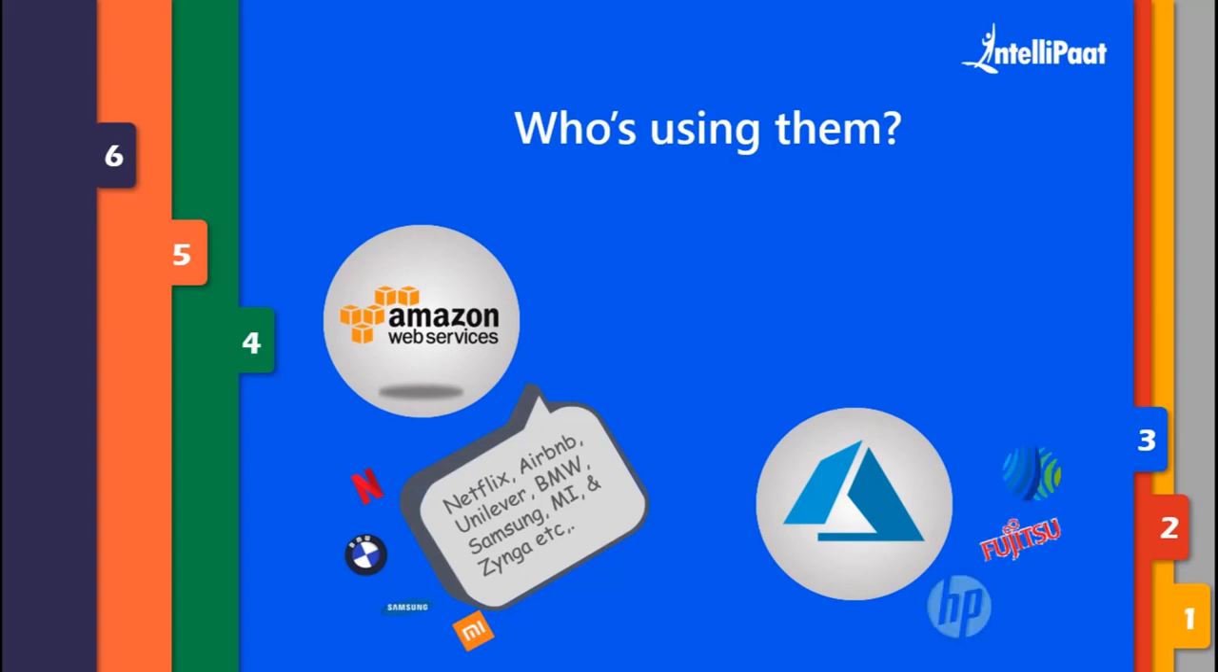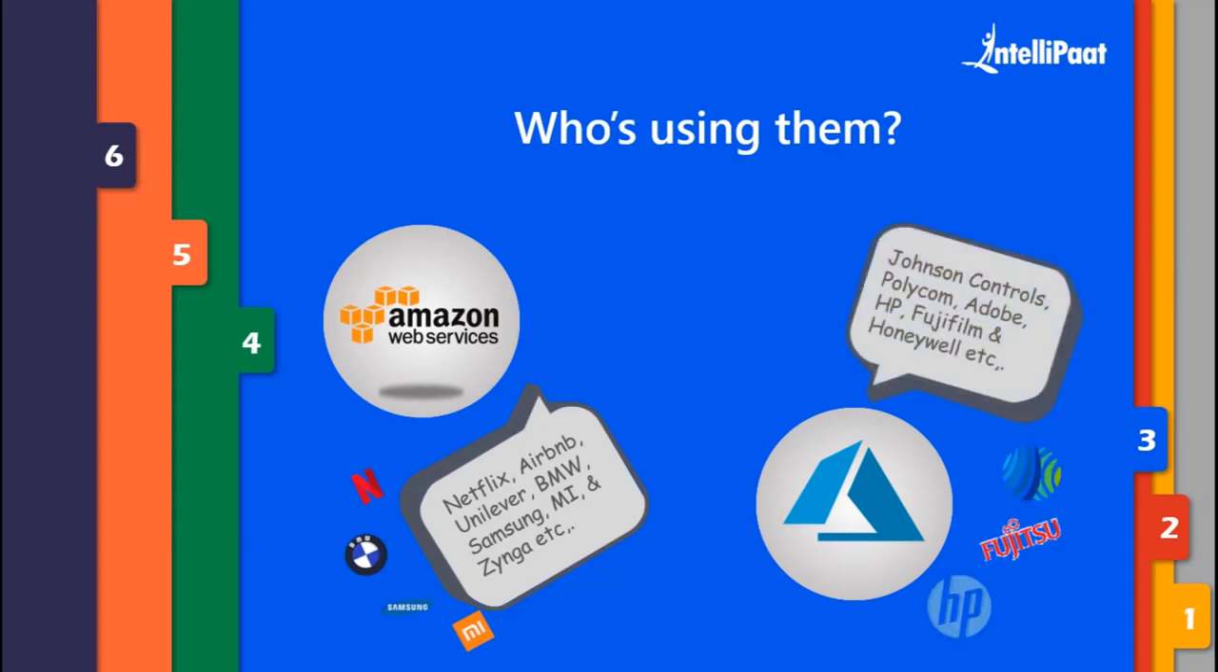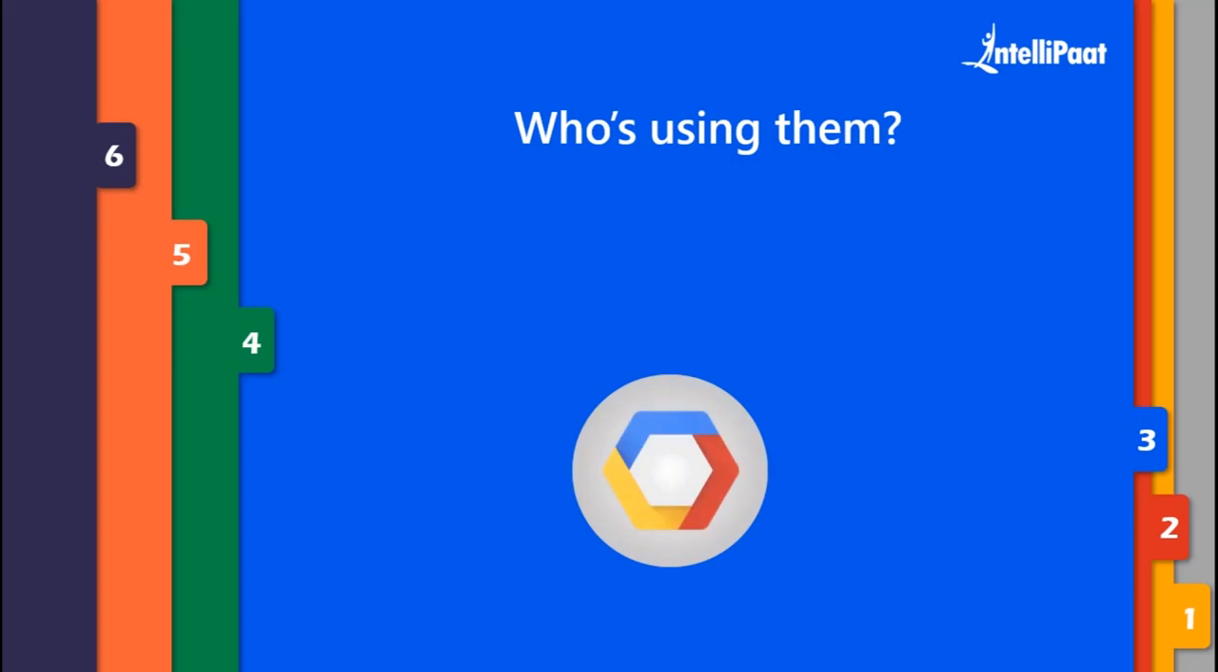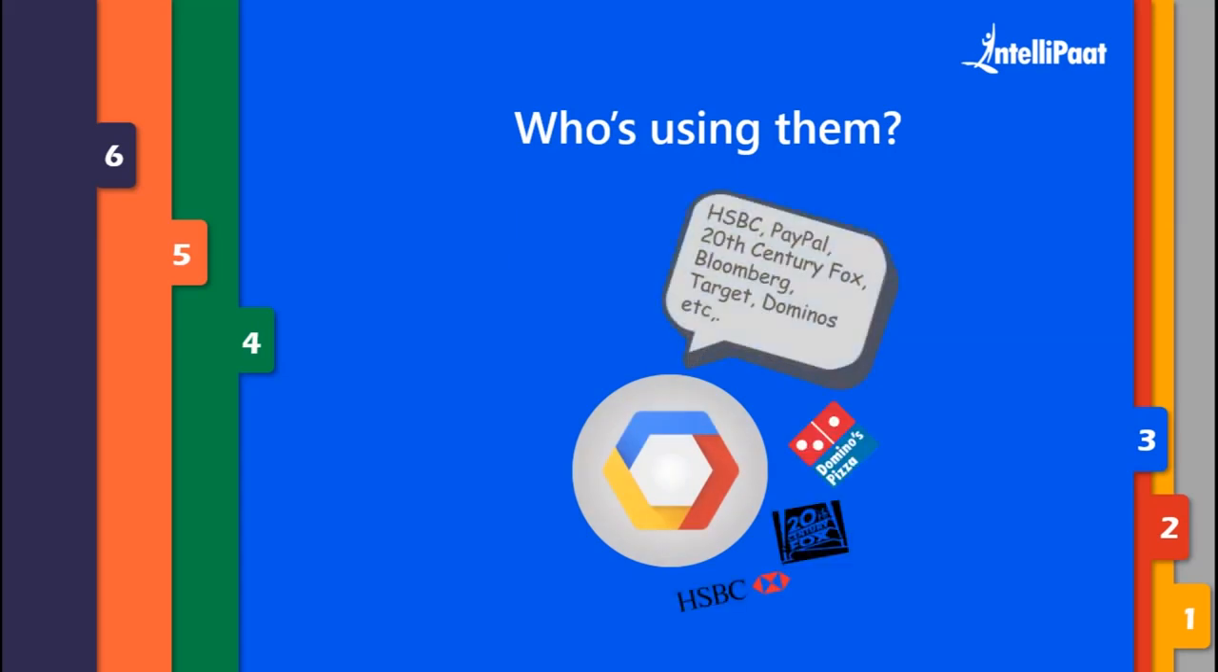continuously. Some of its major clients are Johnson Controls, Polycom, Fujifilm, HP, Honeywell, Apple, etc. Since Google shares the same infrastructure as the Google search engine and YouTube, many huge companies have faith in them. Some of their major clients are HSBC, PayPal, 20th Century Fox, Bloomberg, Target, Domino's, etc.